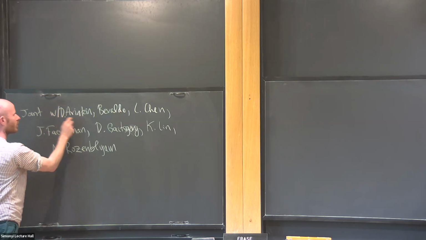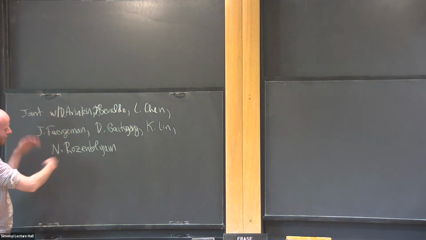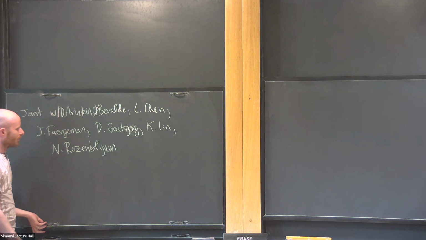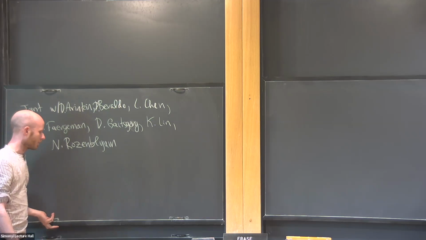Okay, so this is a joint project with many co-authors: Arinkin, Beraldo, Chen, Faergeman, Gaitsgory, Lin, Rozenblyum. It's a series of 5 papers, and co-authorship is complicated. So to say once and for all, the whole project is joint with all of these people, and especially joint with Gaitsgory, who's on all the papers.